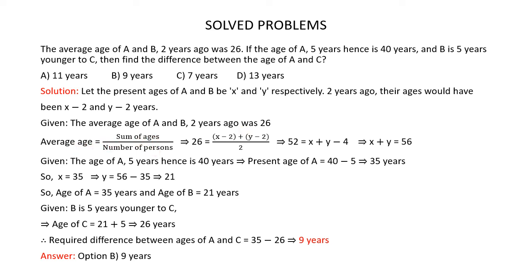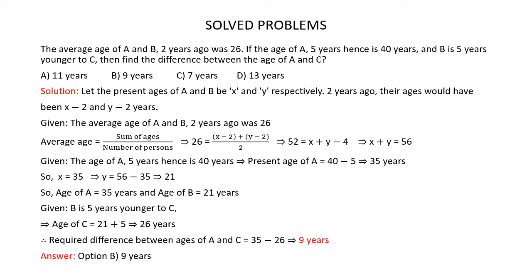Now 2 years ago the average age was 26 and the ages of A and B were X minus 2 and Y minus 2. So the sum of the ages will be X minus 2 plus Y minus 2. Now substituting all these in the formula, we get 26 is equal to (x minus 2 plus y minus 2) divided by 2. On cross multiplication and solving, we get x plus y is equal to 56.